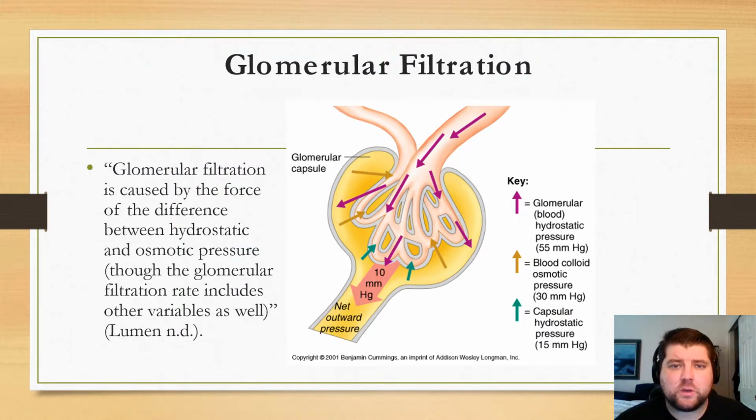So here's another look at glomerular filtration. It's caused by the difference between hydrostatic and osmotic pressure, and the glomerular filtration rate includes other variables as well. And we can see here we have these purple arrows, which is the glomerular blood hydrostatic pressure of the blood. And then you have the blood colloid osmotic pressure reacting on the blood vessels, as well as the capsular hydrostatic pressure reacting. And in this situation, you have 10 millimeters of mercury being the net pressure that's outwardly into Bowman's capsule there.